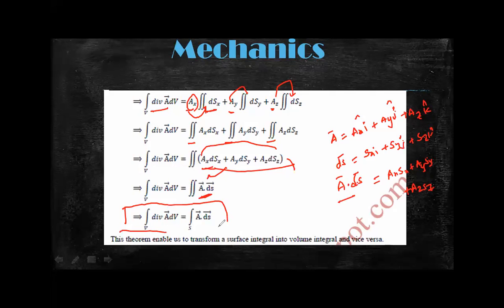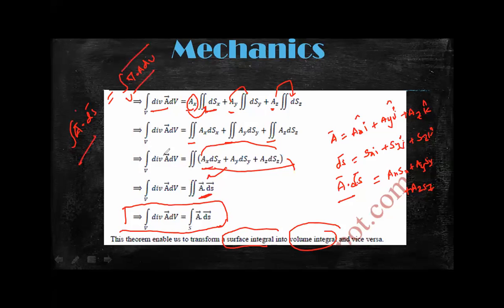So this is the theorem. The theorem enables us to transform surface integral into volume integral. So what is the very good application? If you have a surface integral, you can simply write it as equal to the divergence of that vector dV. Suppose if they ask you to do this one, you can do this one. If they ask you to do this one, you can also do this one. Both answers are correct.